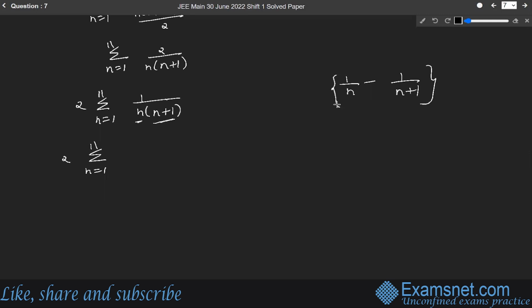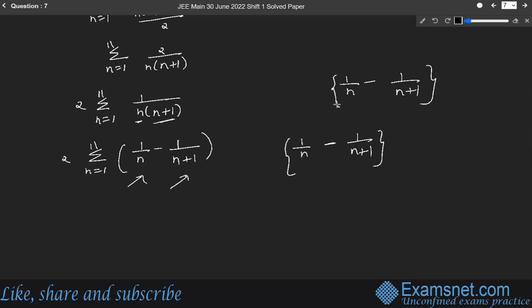So it will be 2 into summation of n is equal to 1 to 11 multiplied by 1 by n minus 1 by n plus 1. What we have done here is we have first split both these terms, 1 by n and 1 by n plus 1, and we have found the difference. We have to do the difference here. So it will be 1 by n minus 1 by n plus 1.